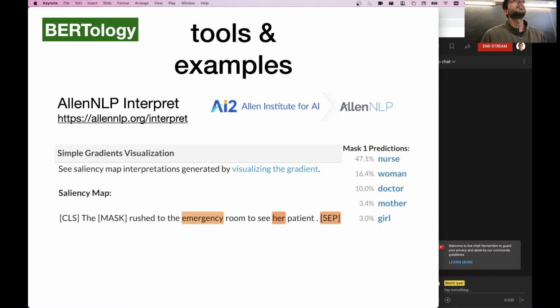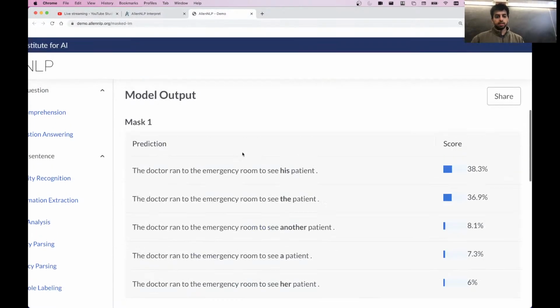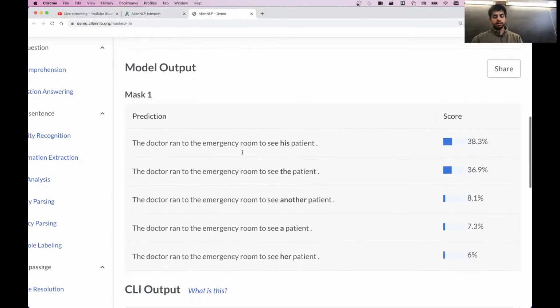Sorry, what is not the high? In this example, the blank rushed to the emergency room to see her patient. Oh, a patient. So here the mask token is on the subject of the sentence. Oh, in the previous example. Yeah, let's see. You mean over here?